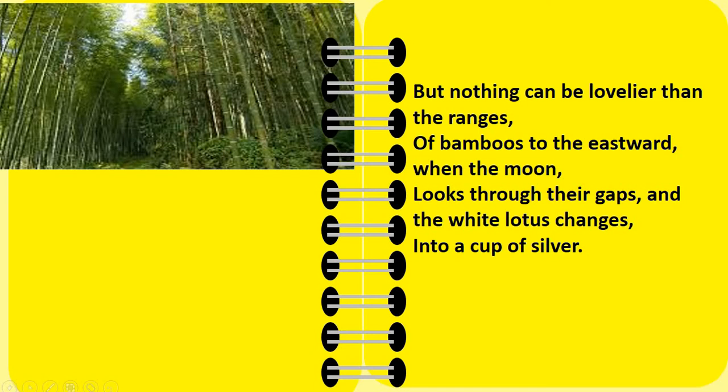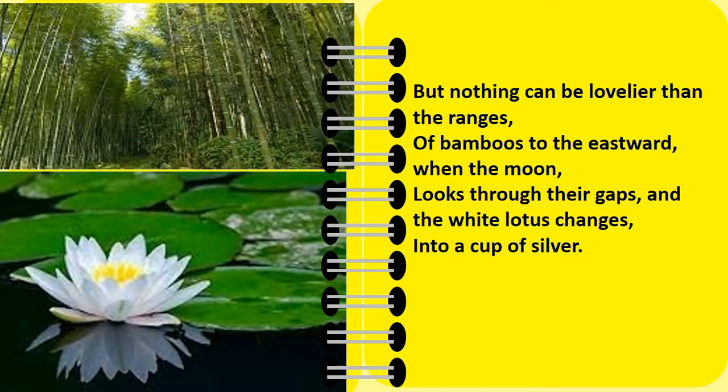Even if you just go and stand under any tree, if the tree is swaying slowly because of the wind, it will look as if the sun is peeping through the trees. You can go and try it out today. So now she is telling the moon is looking through those bamboo trees, and white lotus changes into a cup of silver. Look at this lotus, so beautiful. She tells that this white beautiful lotus begins to look like a silver cup.